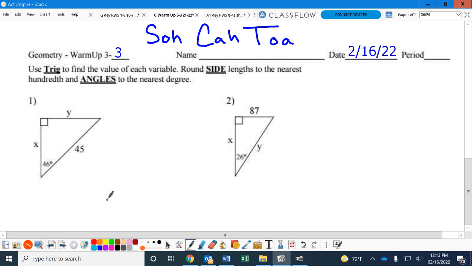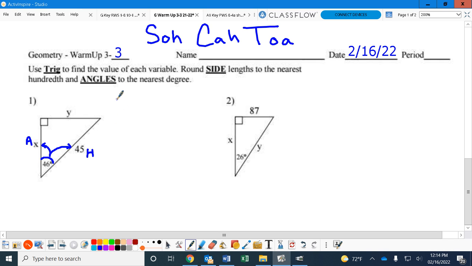Every single time you do trig, it is going to begin with an angle. For example, right here, you've got this 46. This angle is going to be connected to this x on this side and the 45 on this side. The x is going to be opposite, adjacent, or hypotenuse? Adjacent. Perfect. And then the 45 is the what? Hypotenuse. Good. So if you're doing A and H, which one of your trig functions is that?